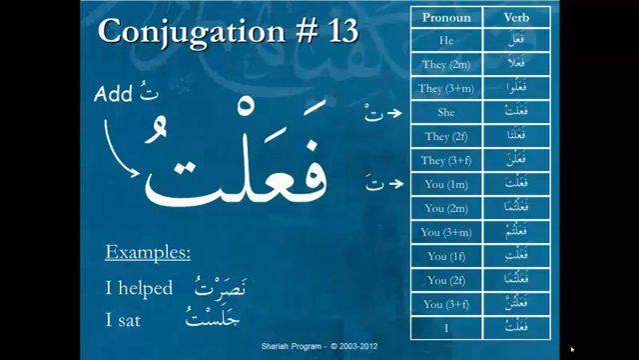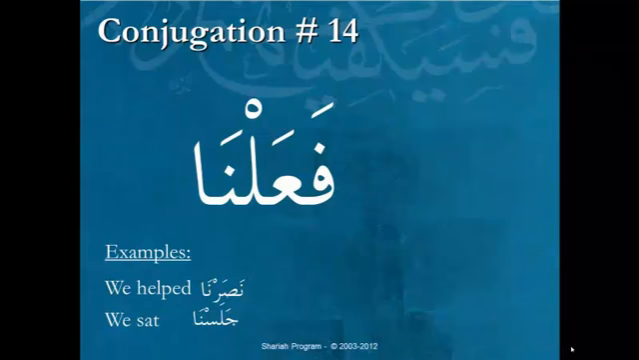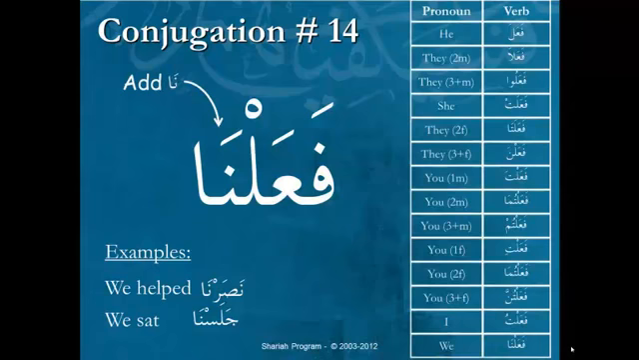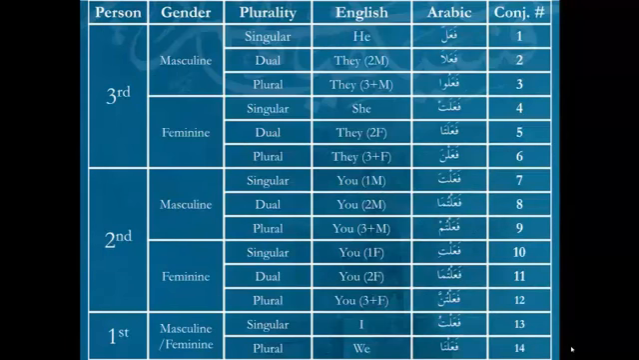When you're speaking to a male, you say fa'alta. When you're speaking to a female, you say fa'alti. And when you're speaking about yourself, regardless of gender, you say fa'altu. And then now we're on our 14th one. The 14th one is fa'alna, with a noon and an alif, and not just na. And na was the 6th one, if you remember, fa'alna, and this one's fa'alna, and there's a clear difference between those two. Okay, so here's the entire table here, and pretty much that's it.